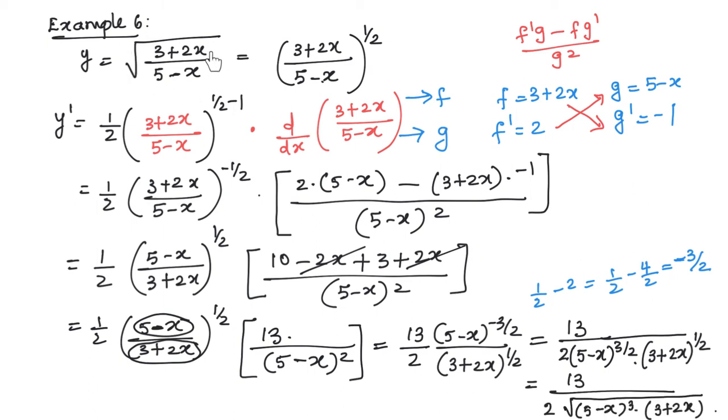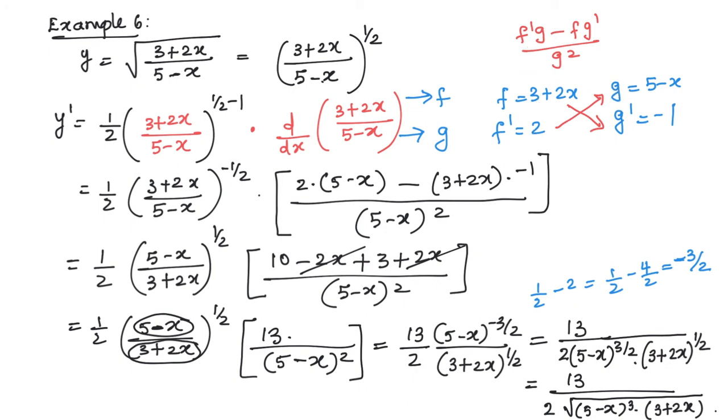So first we are rewriting the question. Apply the power rule. So bring the exponent in front of that. Subtract 1 from the power. Inner function stays the same. Then multiply by the derivative of the inner function. While taking the derivative of the inner function, we need to use the quotient rule. So this is f, this is g. So find the derivative of f and g. Then apply the quotient rule.